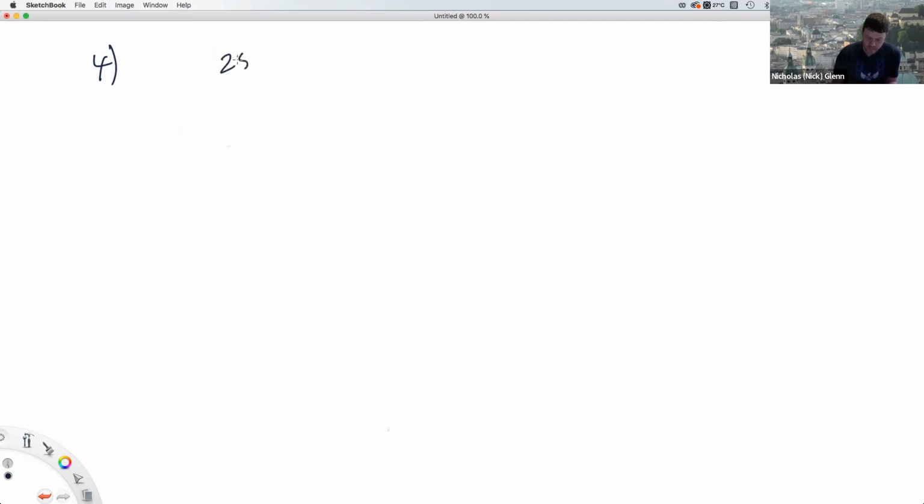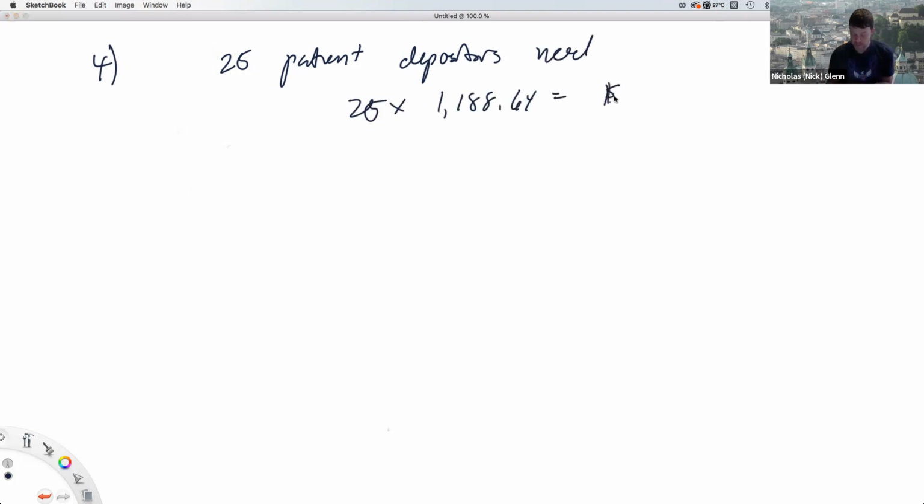All right. So the 25 patient depositors, we need to determine what they need. 25 times 1,188.64. I'm sorry, they need 1,188.64 each, but the total of this is going to be 29,716. Now, we need to calculate the shortage from what we actually have left over. But in order to do that, we need to take into account the fact that the money that needs to remain there is going to actually draw interest.